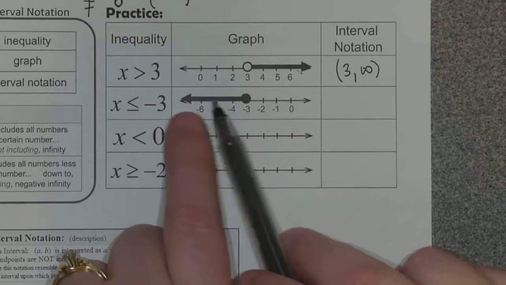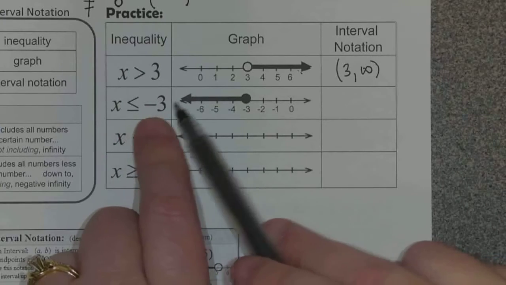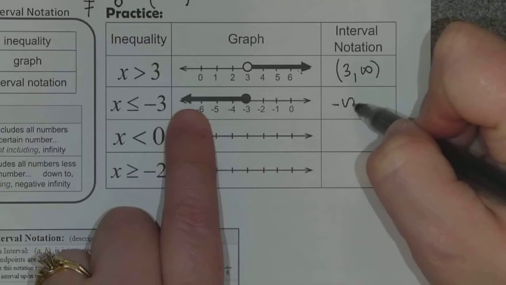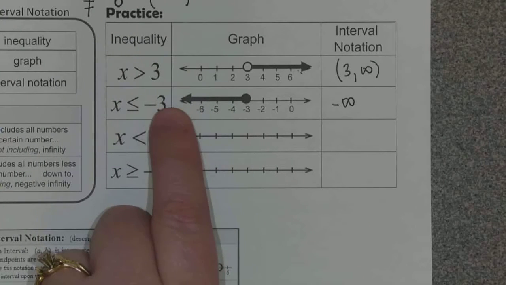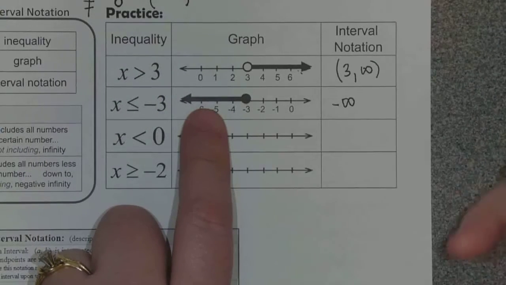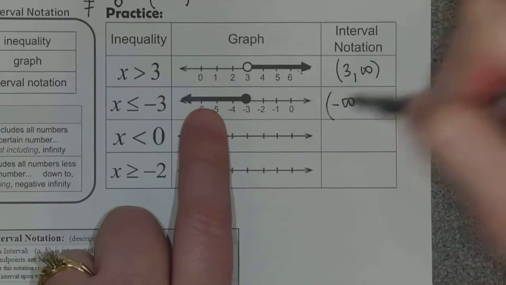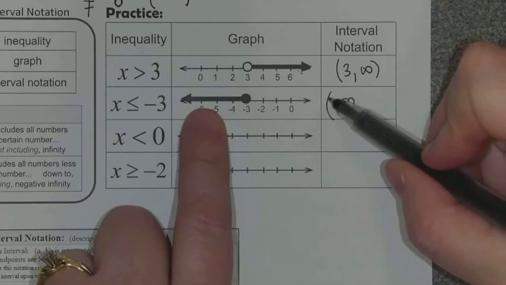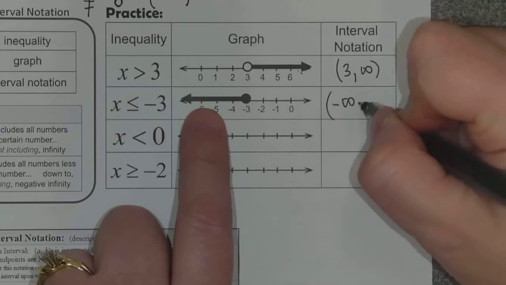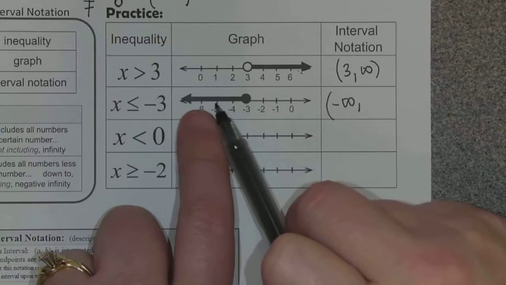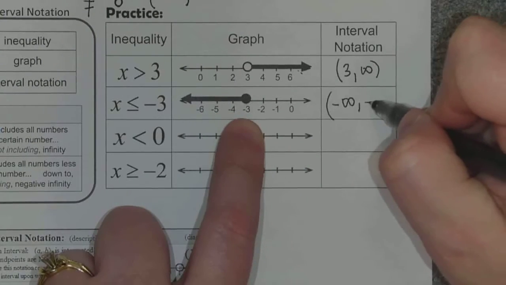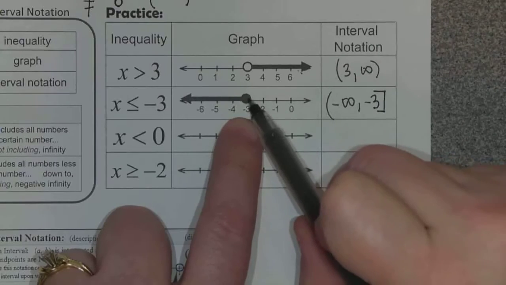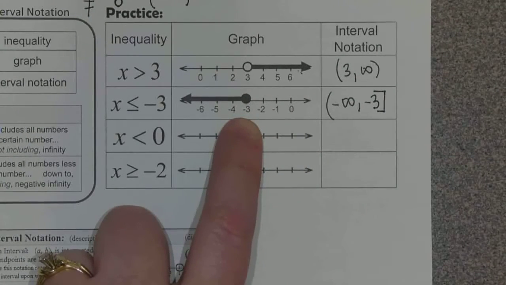This next example, when I look at x is less than or equal to negative 3, if I look how far left my graph goes, my graph is going towards negative infinity. It goes forever in that direction. It's negative, so negative infinity. I don't know where negative infinity's exact value is, so I don't know that it's equal, so I have to use a parenthesis. And then how far to the right does my graph go? My graph goes to negative 3, and I'm going to use a bracket for that because it is a colored in circle and it is equal to right there.